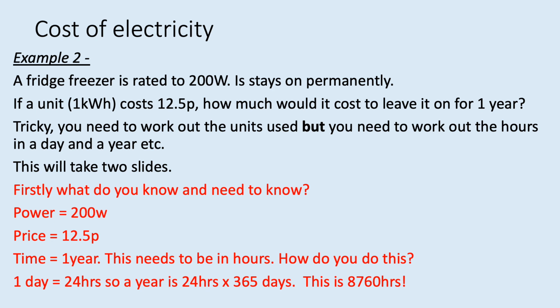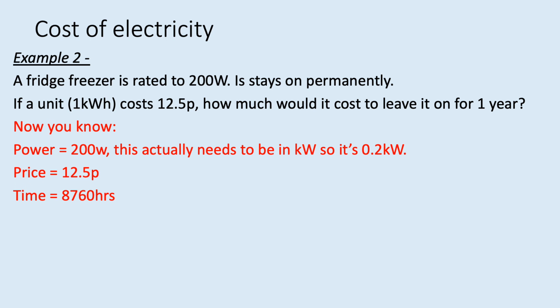Sounds like it's going to be an expensive bill. Let's have a look. You now know the power is 200 watts, but it has to be in kilowatts, doesn't it? 200 watts is equal to 0.2 kilowatts. The price, 12.5p, hasn't changed, and now you know your time. I'm going to tell you to pause. From there, can you now work out the cost? What do you think you need to do to work out the cost? Have a think on it. You're going to need to do 2 things. Pause now.